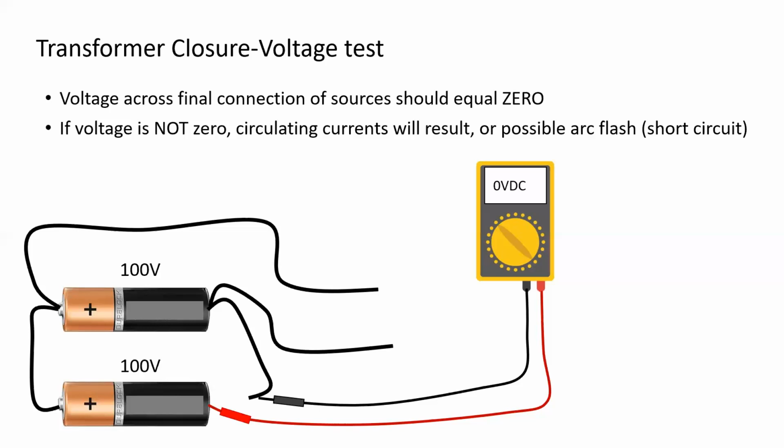If, however, the voltage difference between these 2 points was very high, like a couple hundred volts, when you do make that final connection, you could create a short circuit, possible arc flash, and of course, destruction of the equipment and injury to personnel.